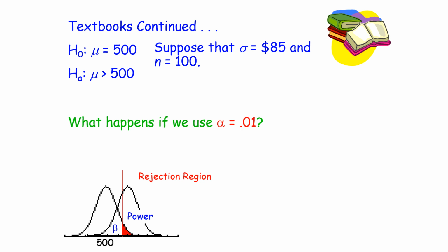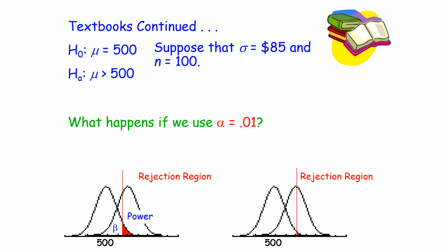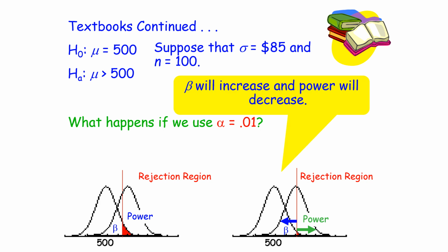Well, what happens if we use an alpha of 0.01? Look how much smaller that is. To the left is our beta, and to the right is our power. Beta will increase, and power will decrease.